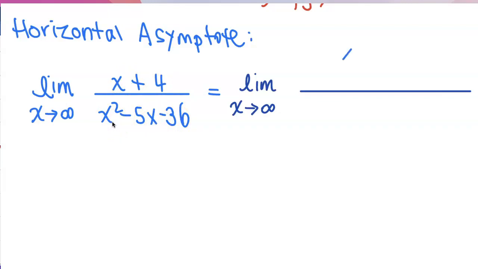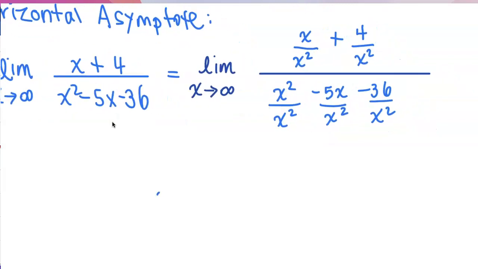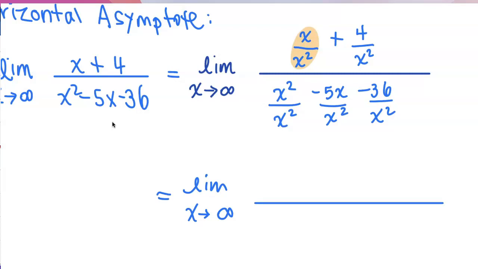So I'm going to divide all these terms by x squared. The numerator, which used to be x plus 4, is now x divided by x squared plus 4 divided by x squared. In the denominator, we used to have x squared minus 5x minus 36, right? All of these are also getting divided by x squared. Now the next step is to simplify this limit as x approaches infinity. Let's simplify one thing at a time. That's going to turn into 1 over x. Next, 4 divided by x squared. It doesn't really simplify, it's just that.